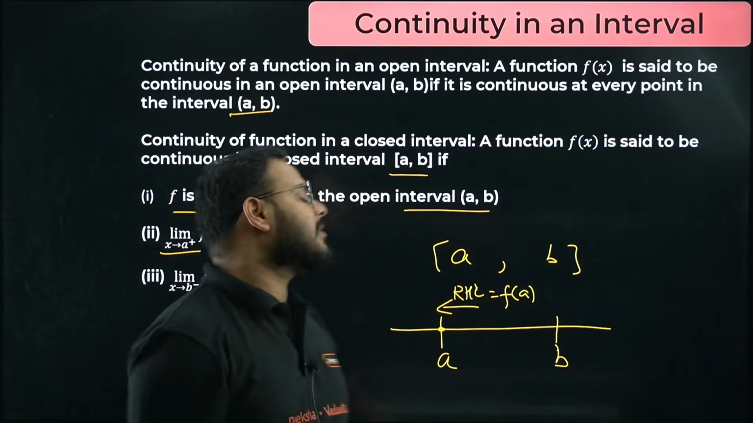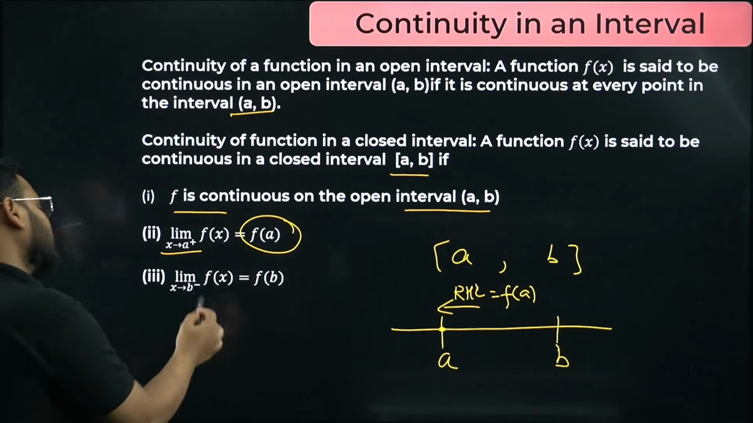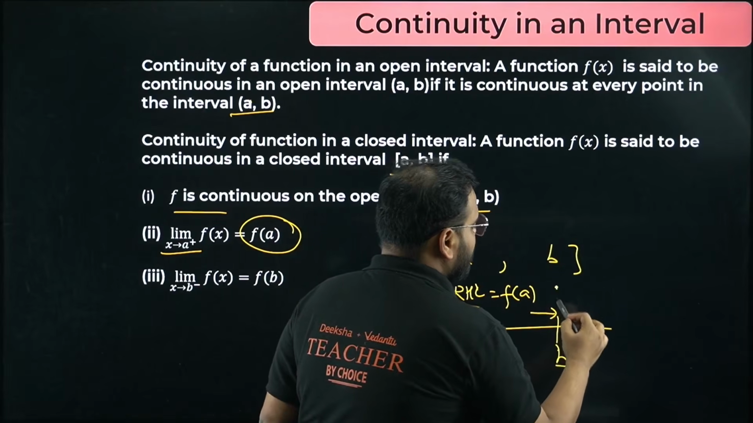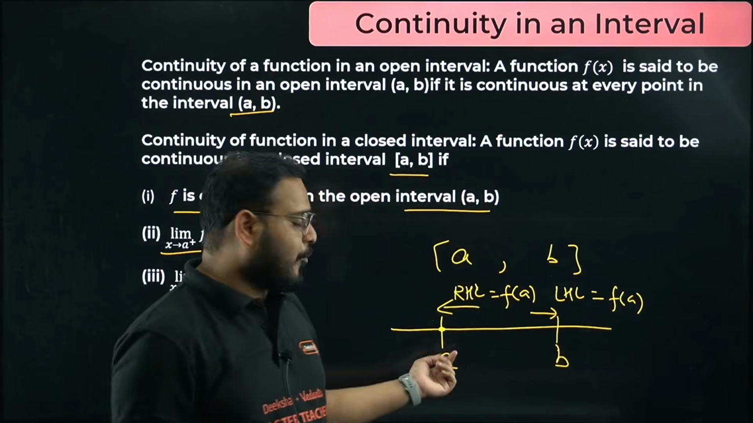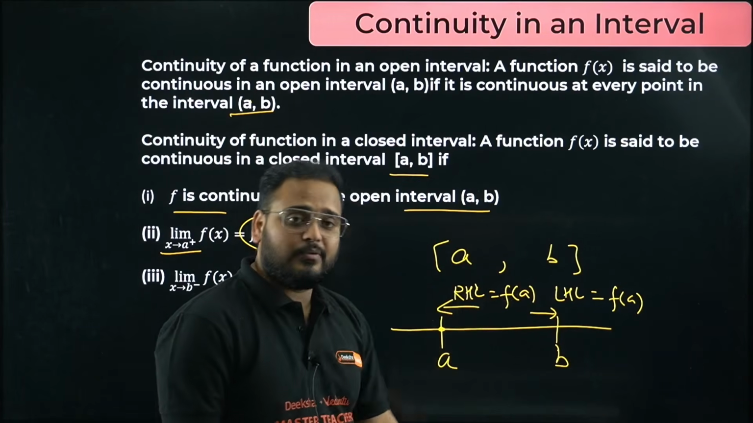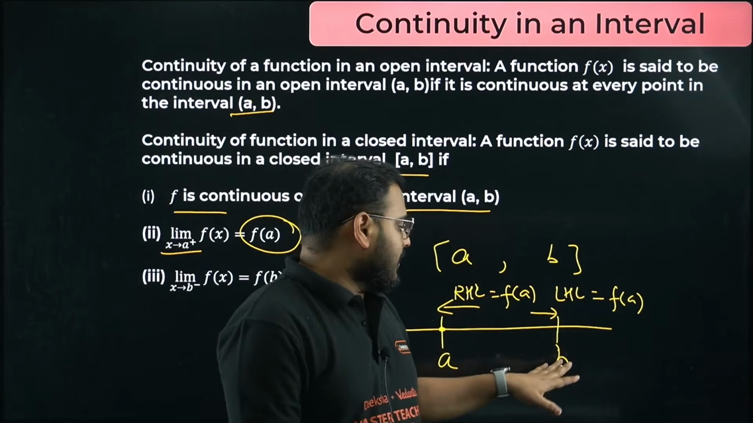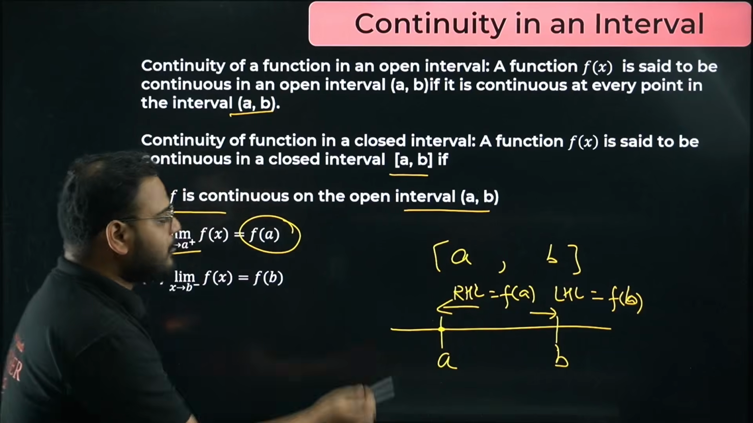Are you getting my point? Yes? Okay. So this is called RHL, which should be equal to f of a. Same way, this is called LHL at this point, meaning we'll approach this way, no? So LHL over here should be equal to f of a. Means RHL at the point a should be equal to the function value at a. And over here, LHL at this point b should be equal to f of b, the function value at b.